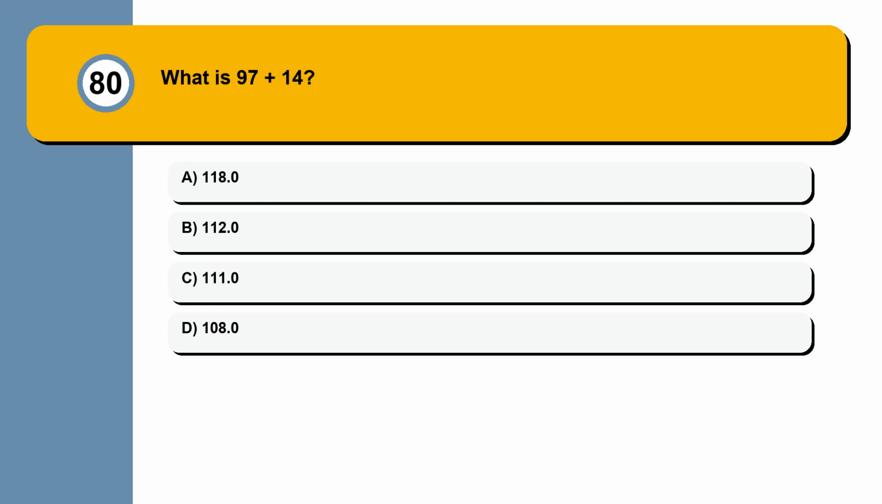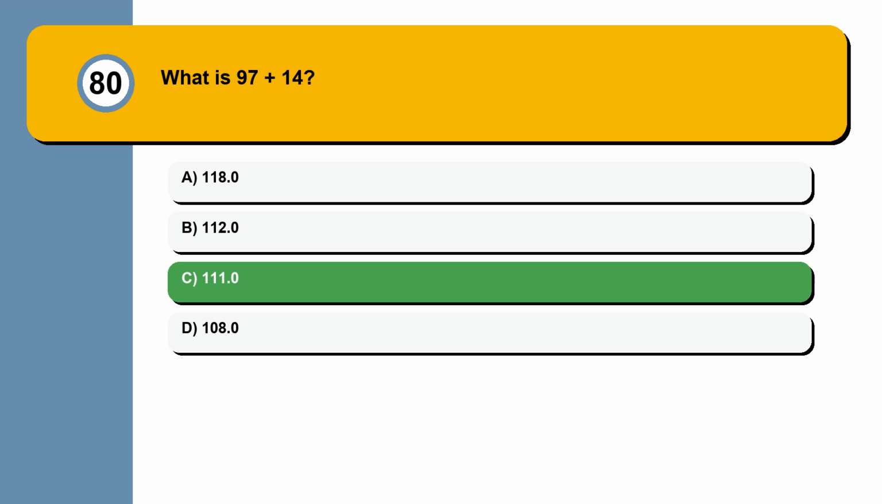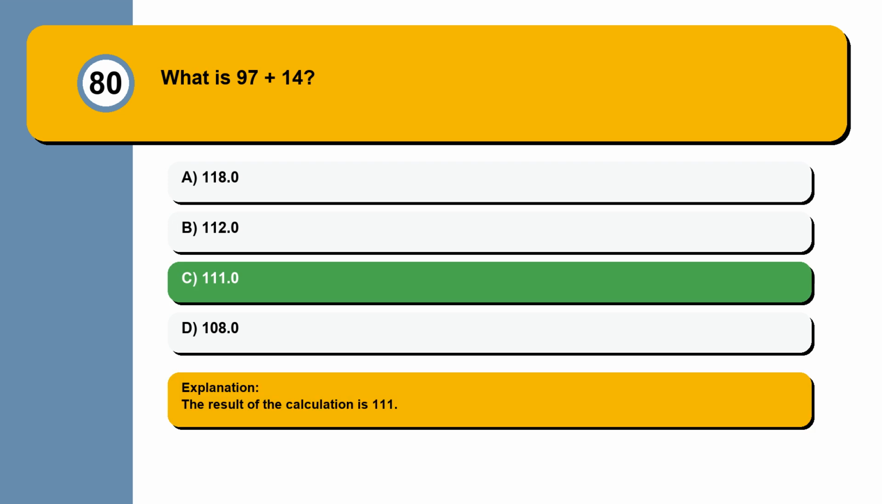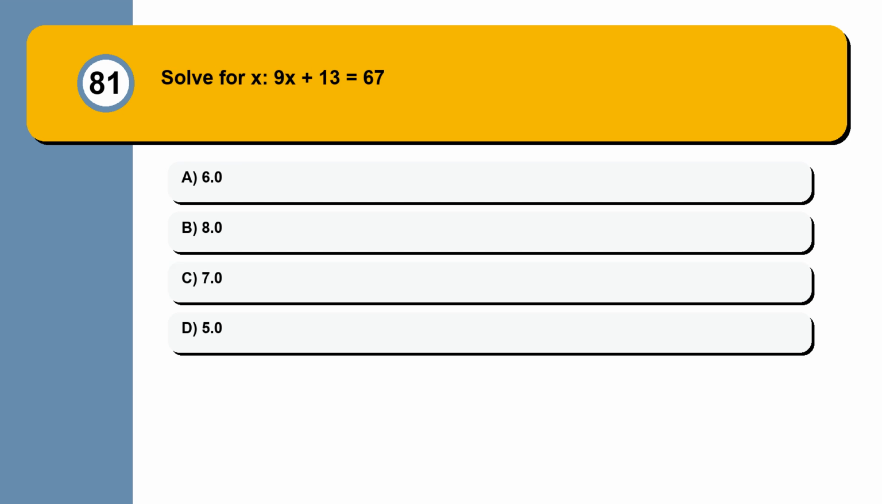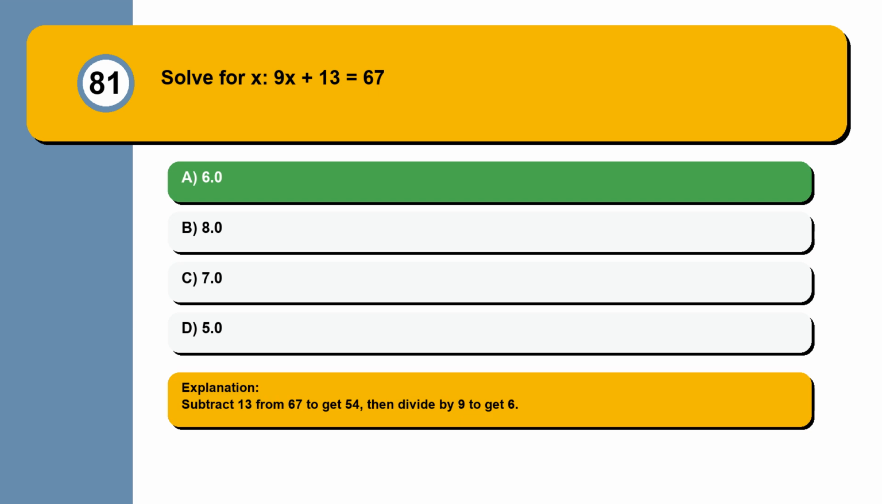Question 80. What is 97 plus 14? 118.0, 112.0, 111.0, 108.0. The result of the calculation is 111. Question 81. Solve for x: 9x plus 13 equals 67. 6.0, 8.0, 7.0, 5.0. Subtract 13 from 67 to get 54, then divide by 9 to get 6.